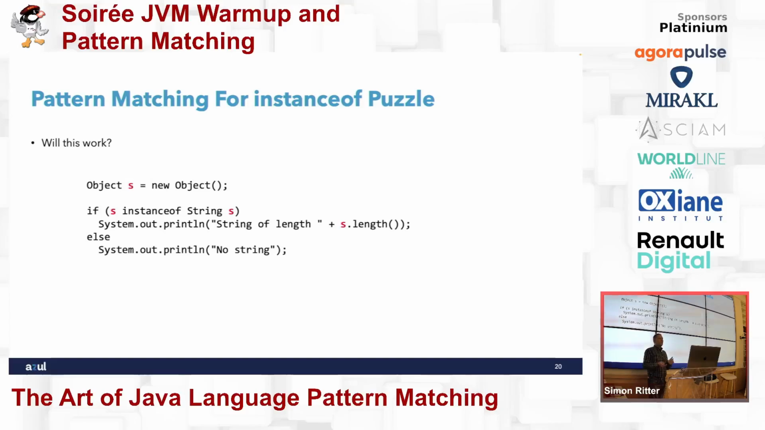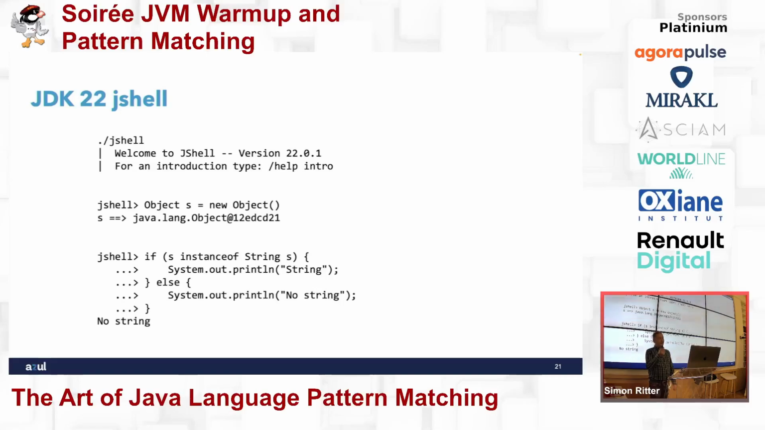So if you put this into your IDE, so you fire up your IntelliJ and you type this code in, you will get an error. You will be told that this is not going to work. The compiler will say that you've already used s as a variable, and so you can't reuse it. It's a local variable. You can't use it as a pattern variable. However, if you use JShell, it will work.